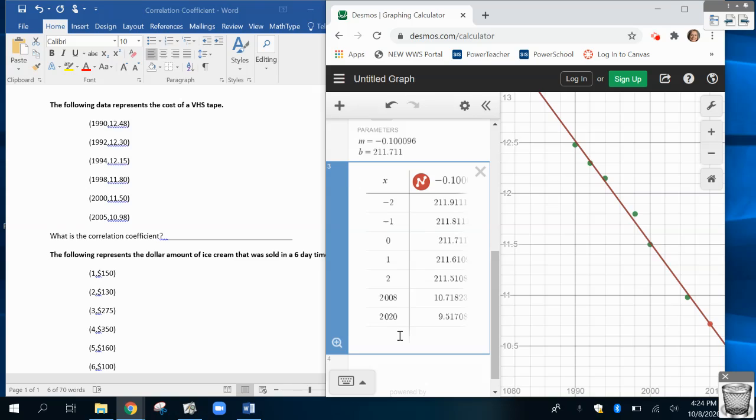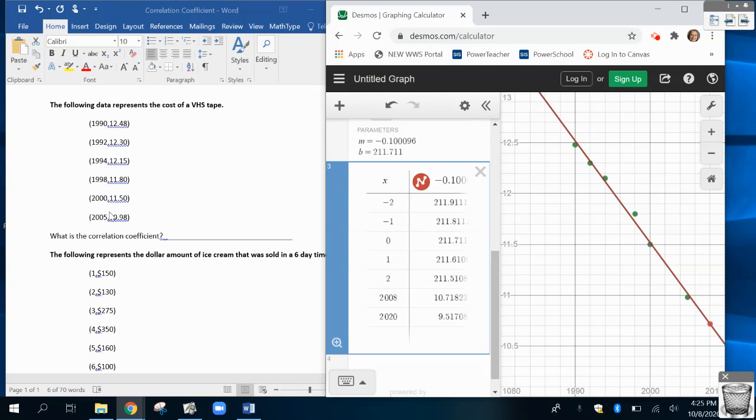Now let's talk about if that seems reasonable. Does $9.51 seem reasonable for a VHS tape in the year 2020? And hopefully we say absolutely not, because VHS went extinct, basically. I hope you guys know what a VHS tape is, right? It plays a movie in a different type of player, right? We now have CDs, DVDs, other ways we stream, right? Things that did not exist, and it has just killed off the cost of a VHS tape.